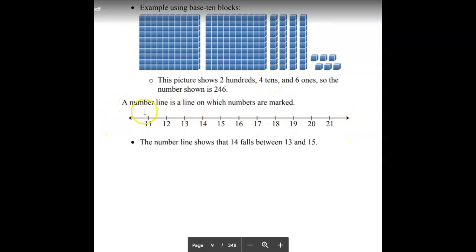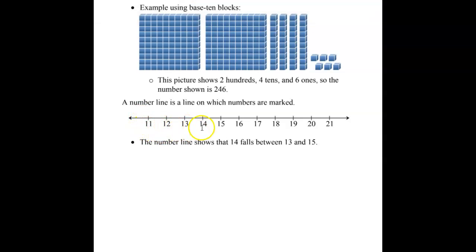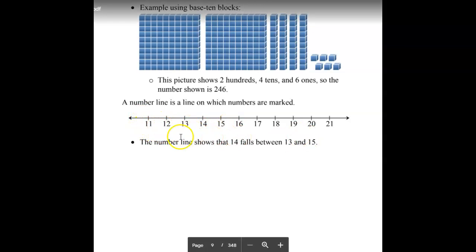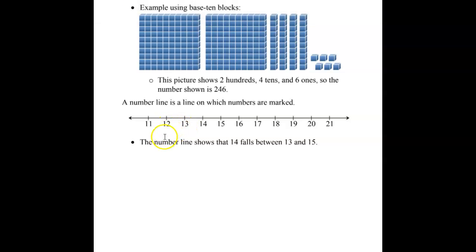This is a number line. You've probably worked with one of these before, but you can see 11, 12, 13. It can have any numbers on here, but they'll go in order. This just shows you that 14 falls between 13 and 15. Number lines will help you count and help you add. So if we said 14 plus 2, we'd go 14, 15, 16, because that's 1, 2. You can also use it to help you subtract. If we said 18 minus 2, we'd go backwards, 1, 2. So we know that 18 minus 2 is 16, right?